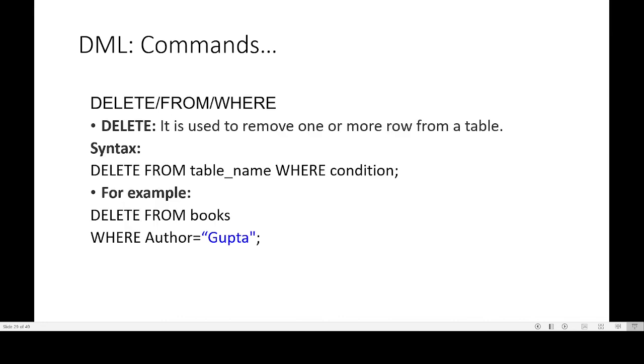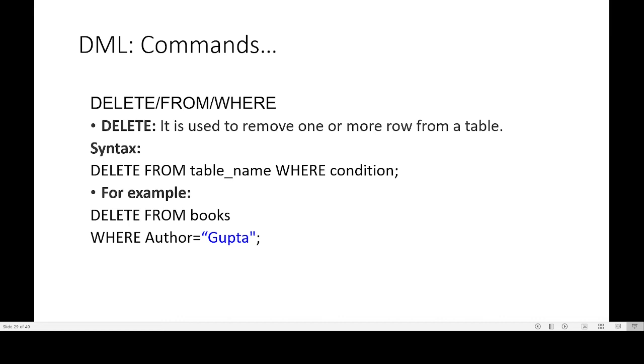Another command in the DML commands is delete. As we know, delete is used to remove one or more rows from a table. Here, based on the condition, we will be deleting the rows. In DDL we had truncate. Truncate was deleting all the rows from the table. But in delete, it will be deleting only those rows where the condition is satisfied. So we can remove one or more rows from a particular table.